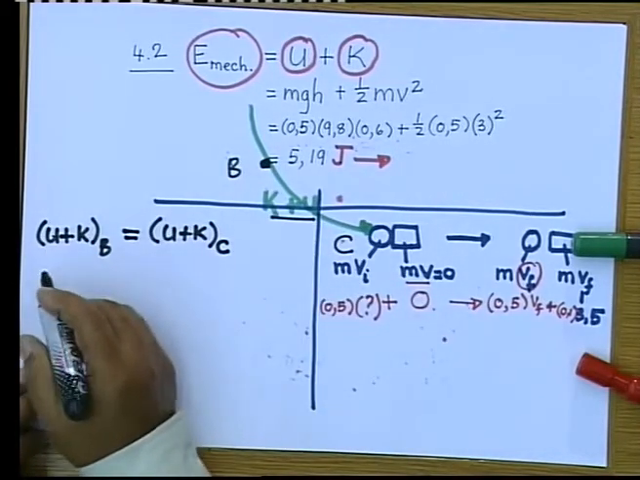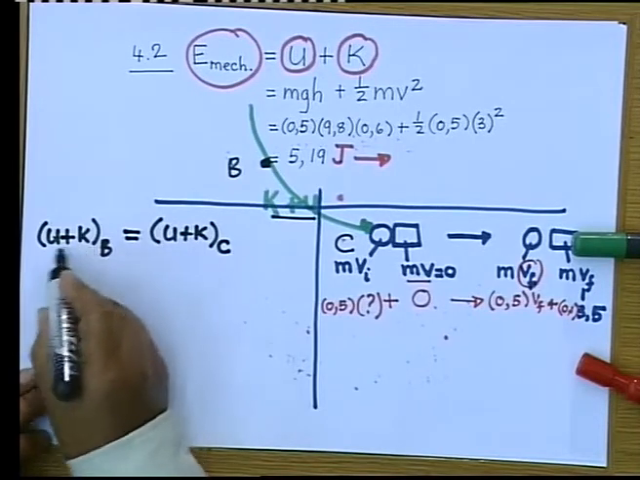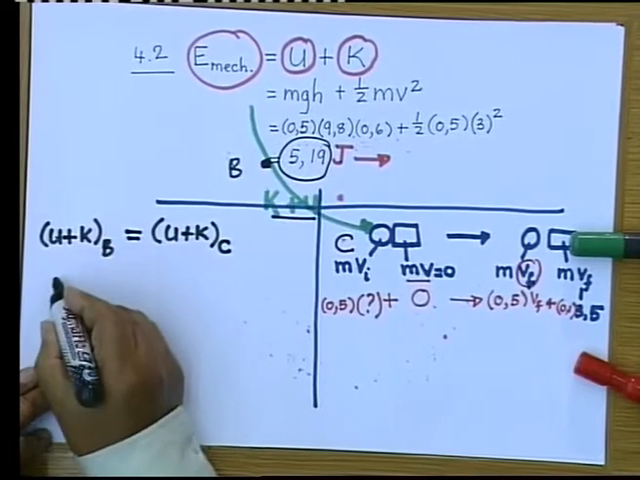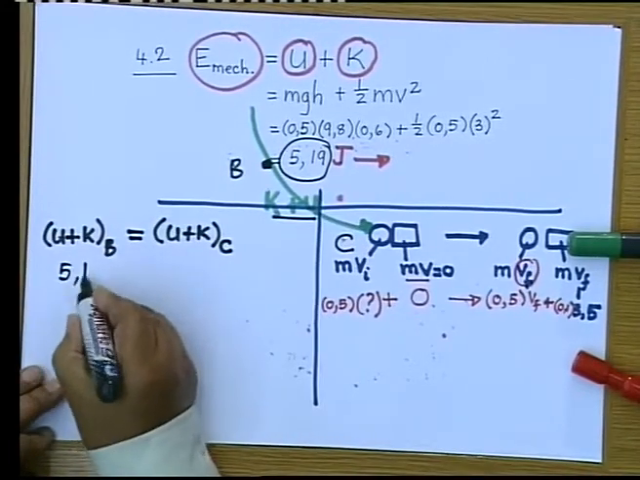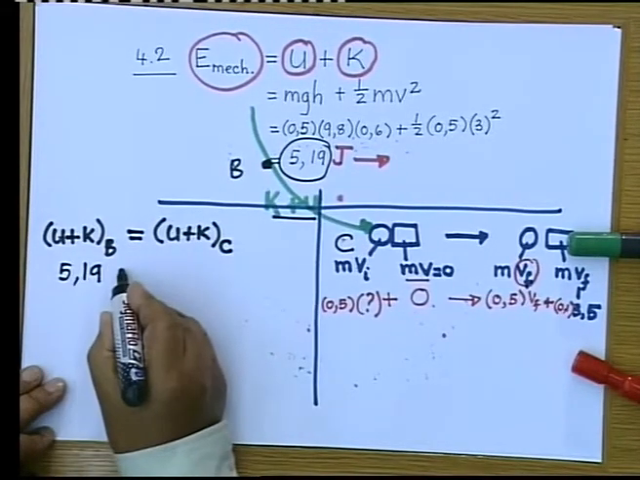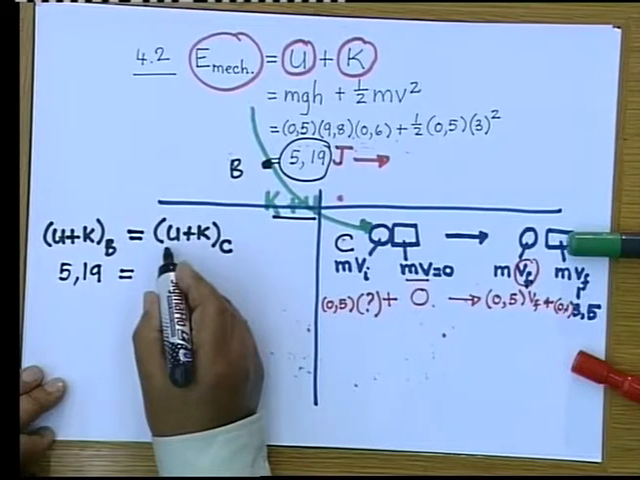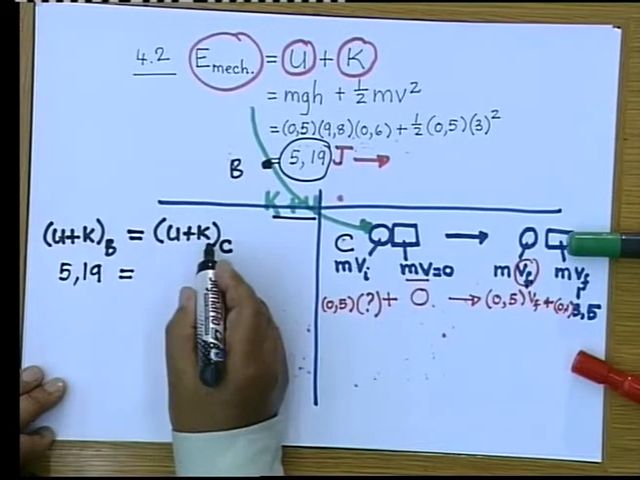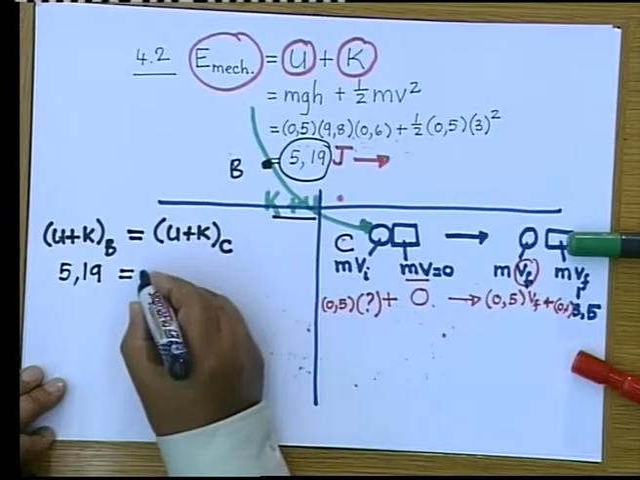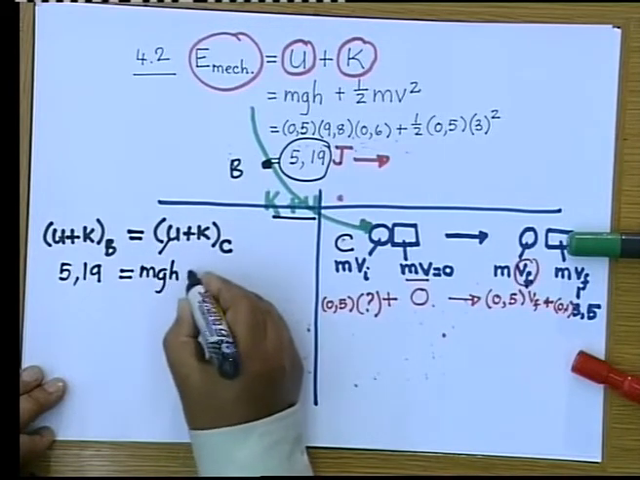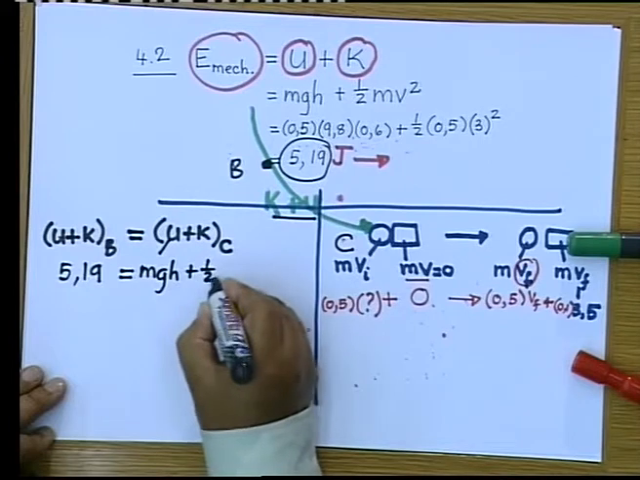So, what do I know? But I've calculated this before, this one. Let me just see. Yes. Here we go. So that's 5,19. And that is equal to, and now I've got to do some calculation here. This one is mgh, and that was half mv squared. So that one is mgh, and the other one is half mv squared.